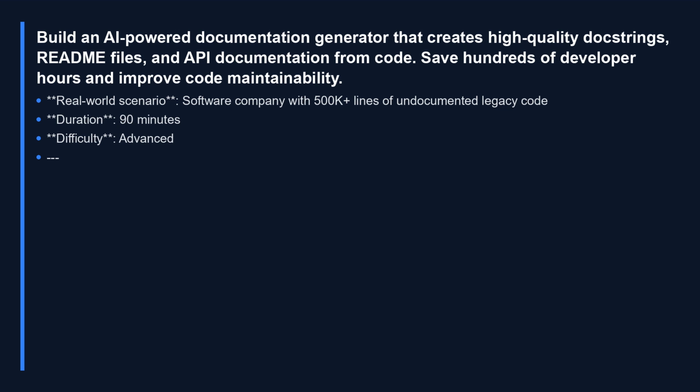Every new developer who joins the team needs weeks just to orient themselves. Every bug fix turns into an archaeological dig. This project builds an AI-powered documentation generator, one that produces high-quality docstrings, README files, and API documentation directly from source code. We're talking about compressing months of manual documentation work into weeks and doing it consistently. This is a 90-minute advanced project, and by the end of it, you'll have something genuinely deployable.